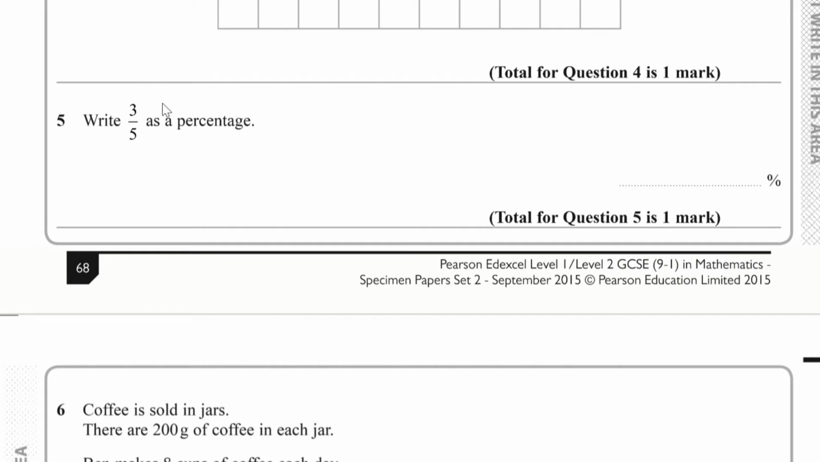Question number 5, we have to write 3/5 as a percentage. Well, to convert this fraction to a percentage, I need to multiply by 100. So I've got 3/5, and then I multiply this by 100. 100 divided by 5 is 20, and multiplying that by 3, we get 60. So we end up with 60%.